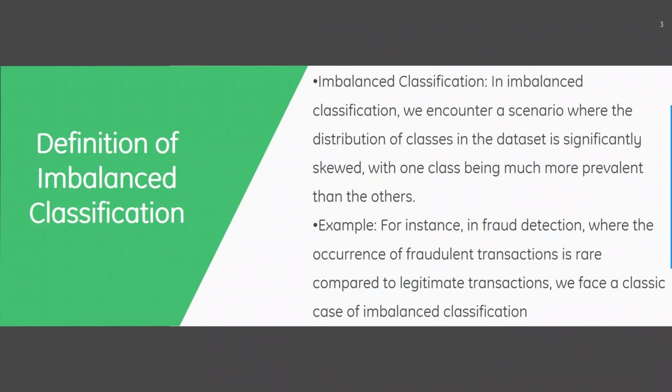So firstly, what is imbalanced classification? Imbalanced classification is where we encounter a scenario in which the distribution of classes in the dataset is significantly skewed, with one class being much more prevalent than the others. For example, take fraud detection, where the occurrence of fraudulent transactions is rare compared to legitimate transactions. We face a classic case of imbalanced classification.